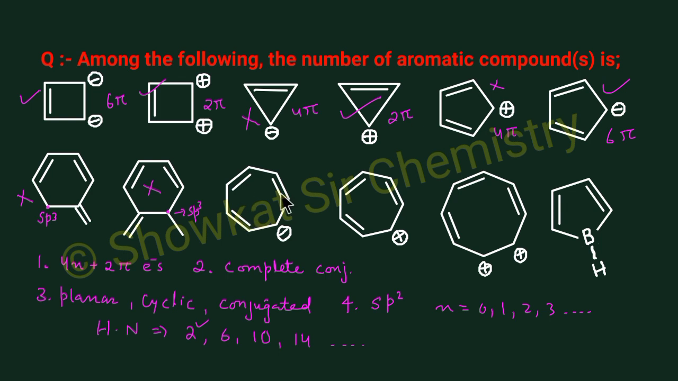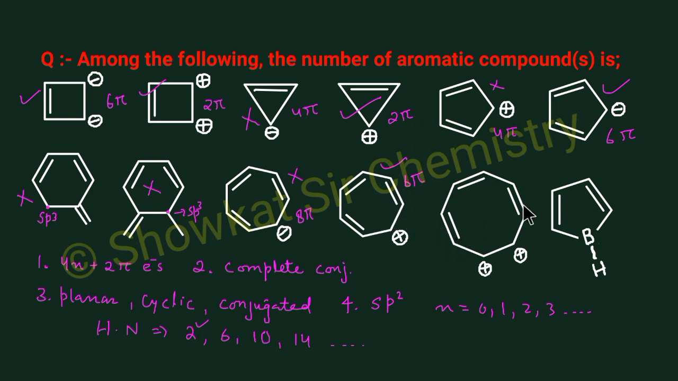Similarly here, 2, 2, 4, 2, 6 and 2, 8 pi electron system. An 8 pi electron system cannot be aromatic. It's not aromatic. Then 2, 2, 4, 2, 6. So this molecule has 6 pi electrons, so it can be aromatic. It is cyclic, it is planar, it has complete conjugation. All atoms are sp2 hybridized, so it's also aromatic.